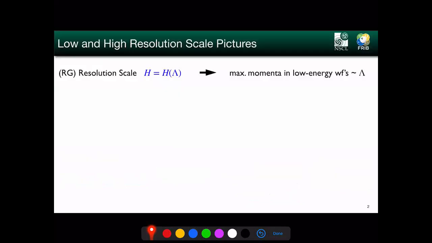Okay, so before we begin, let me just define the basic terms. What do I mean by low and high resolution scale pictures? Let me remind you that any model Hamiltonian comes with an implicit resolution scale. You can think of it, if you like, as an ultraviolet cutoff, or maybe more generally, as something that imparts maximum momenta that you'll find in low energy wave functions. I'll use this symbol lambda to denote this resolution scale.